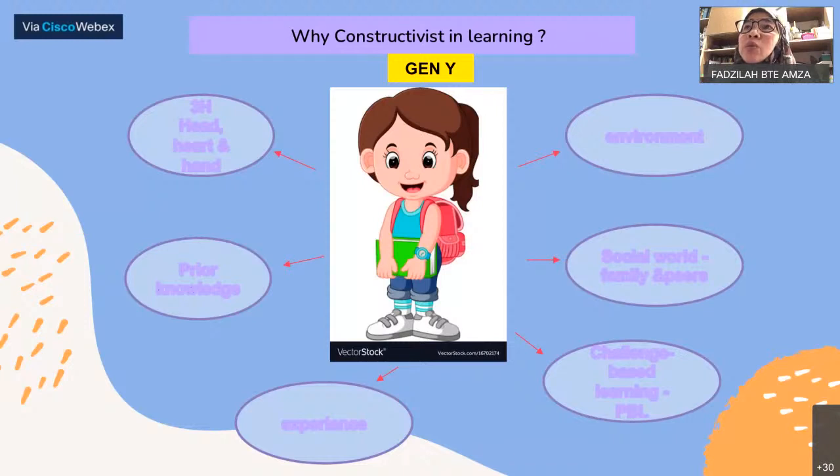So this is why we need constructivism in learning. The children have prior knowledge, experience, and also the environment factor. They are living in different environments. In USM we have students from Kelantan, from Sabah, from Sarawak. Twenty years back in USM, most of the students were from Kelantan and Kedah. I was also a student from the School of Education.